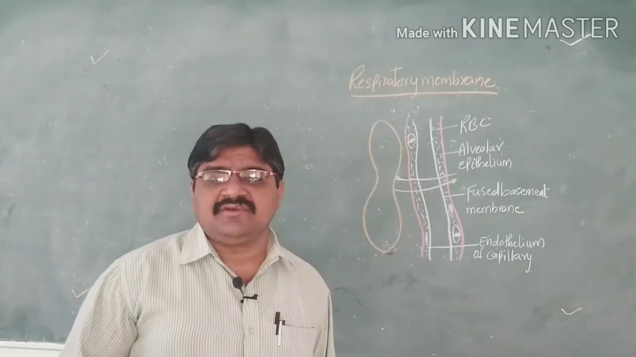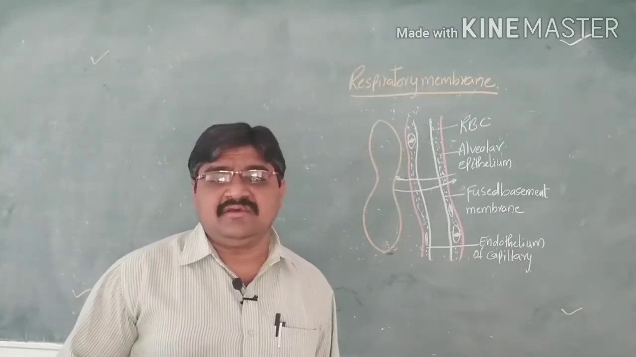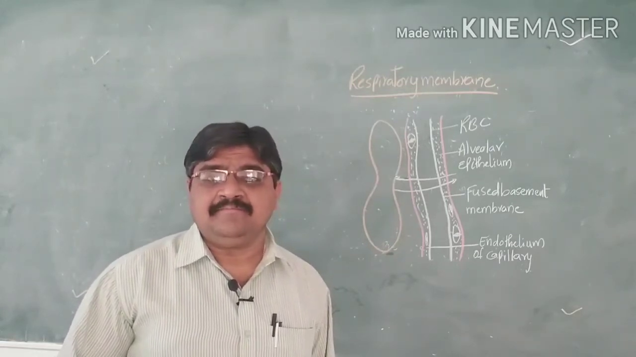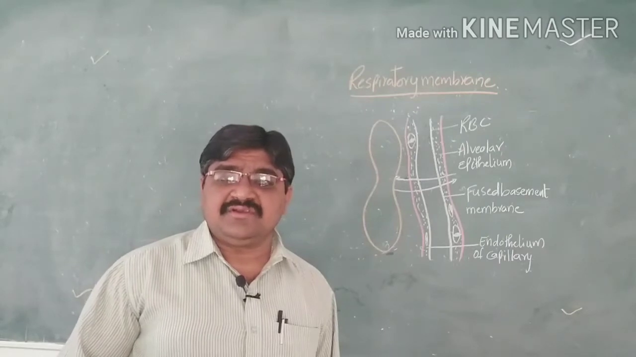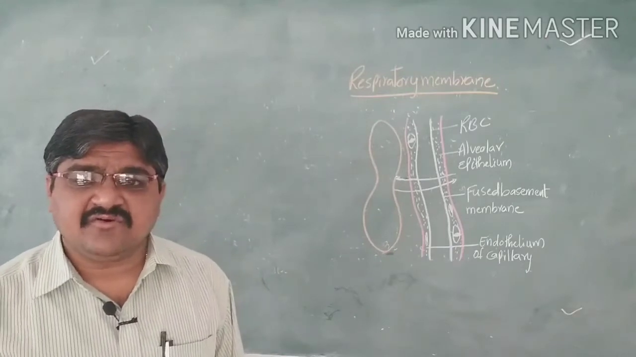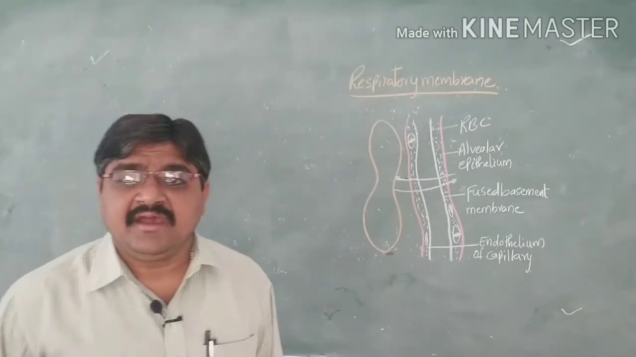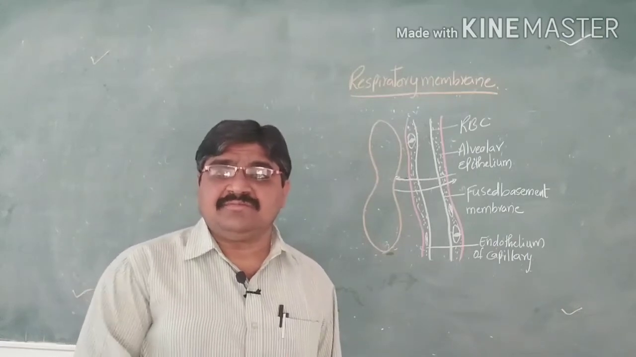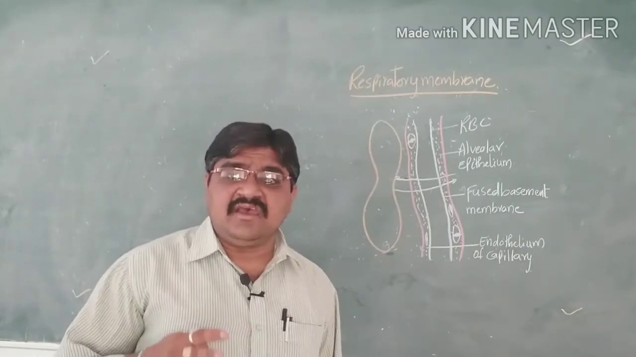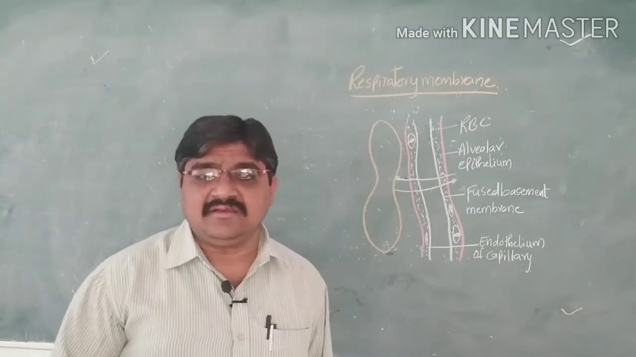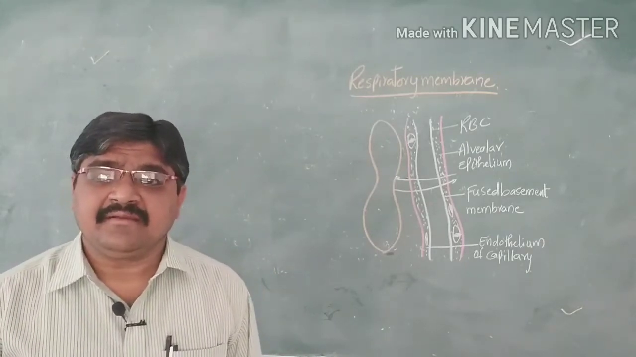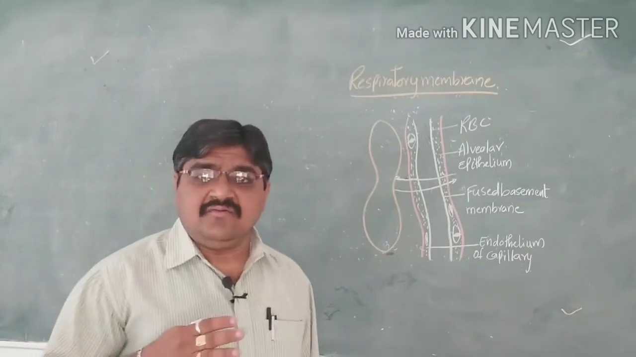Atmospheric pressure is the pressure exerted by the atmosphere. It is 760 mm Hg. Intrapulmonary pressure is the pressure present inside the lungs, exerted by the lungs, and it is equal to atmospheric pressure. Intrapleural pressure is the pressure exerted inside the pleural membrane. It is 756 mm Hg.